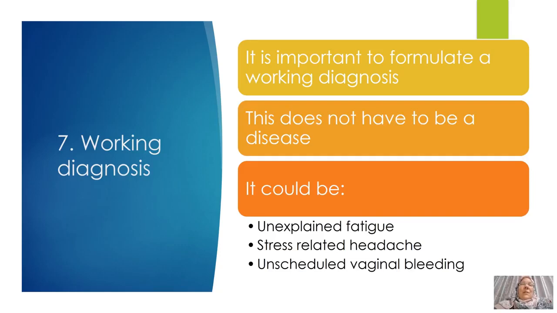Then you form your working diagnosis. The working diagnosis might not be the definite end diagnosis yet. It might not even be an illness or disease. It could be something like stress-related headache or unscheduled vaginal bleeding. At this point, maybe you do not know yet what causes the unscheduled vaginal bleeding, but you have this working diagnosis, and now you can look at what examination and what investigations you need to do to clarify this point further.